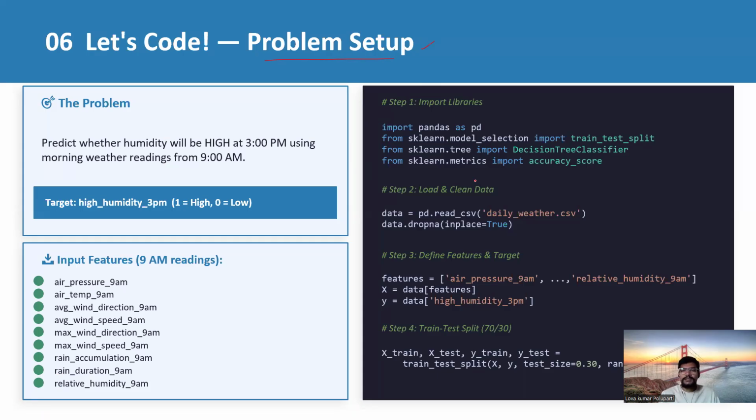Generally in weather reports, they take a lot of columns into consideration: what the pressure is at the time, the temperature, the wind direction, the wind speed, and the possibility of rain accumulation. Based on this they find whether the humidity is higher or not. This is one of the simple problems I have taken. So this is my target.